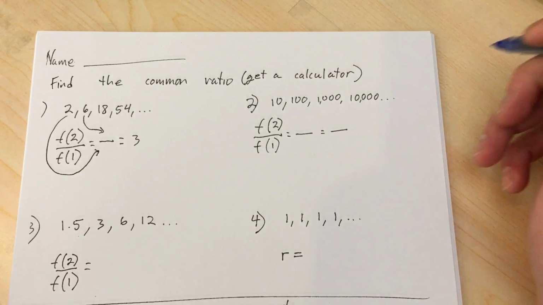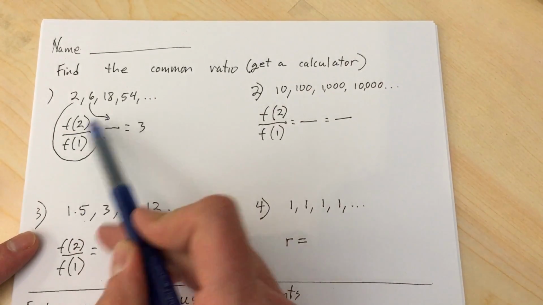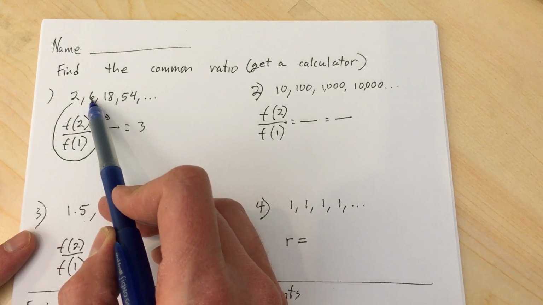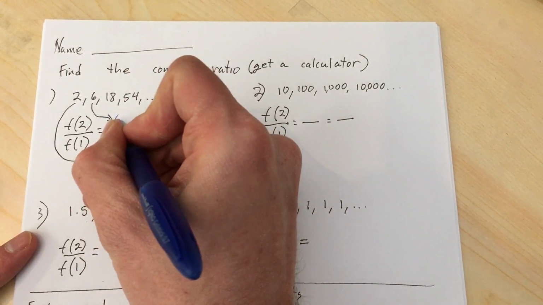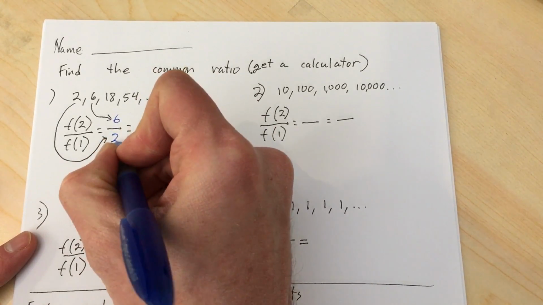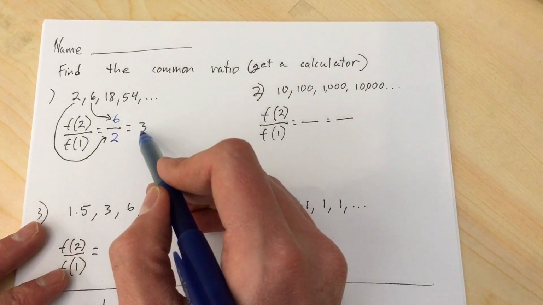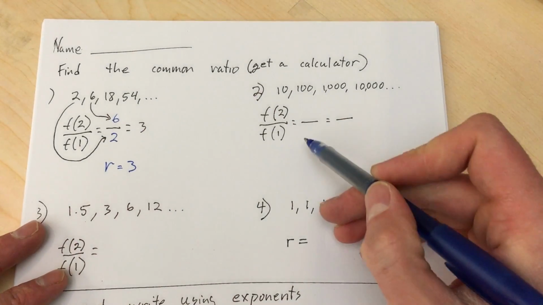So, your warm up today is find the common ratio. Our first example here: you have f of 2, which is our second term, and you divide that by our first term. So we're thinking 6 divided by 2, and that's going to equal 3. I give you the answer on this one, but you can see that the common ratio is 3. So r equals 3.